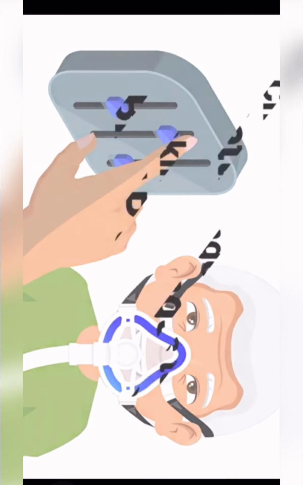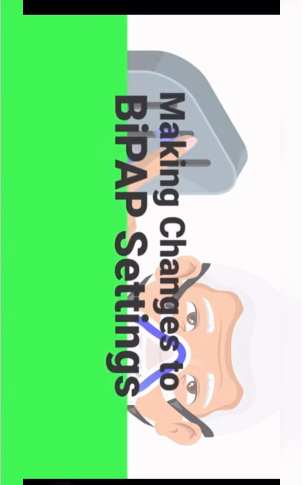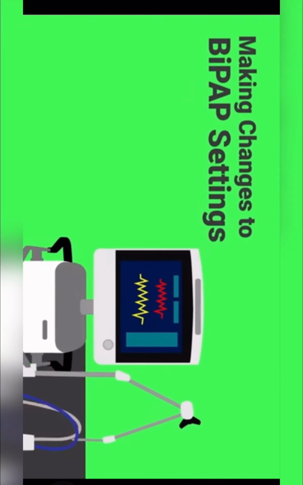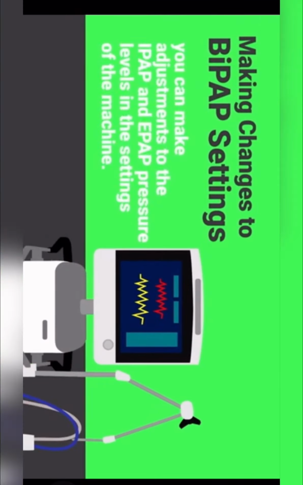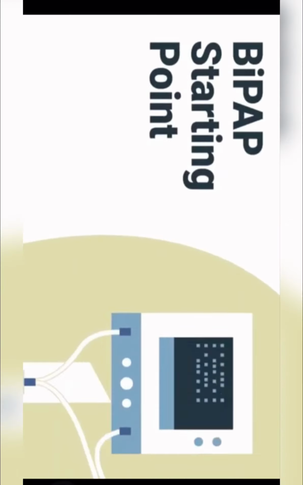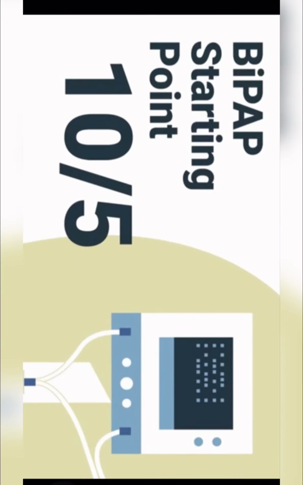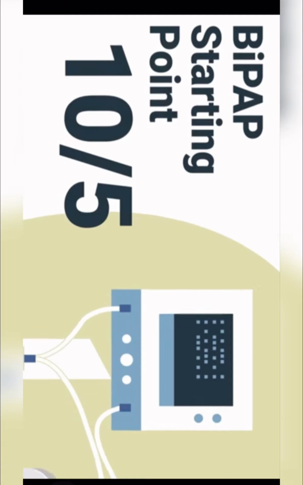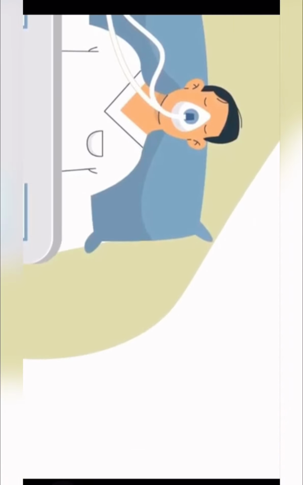Switching gears, let's talk about making changes in the BiPAP settings depending on the patient's needs. This is so important to know, to make adjustments to the IPAP and EPAP pressure levels and the settings of the machine. A good starting point for BiPAP is 10/5. Of course, this is just a general example. It's not always the case.